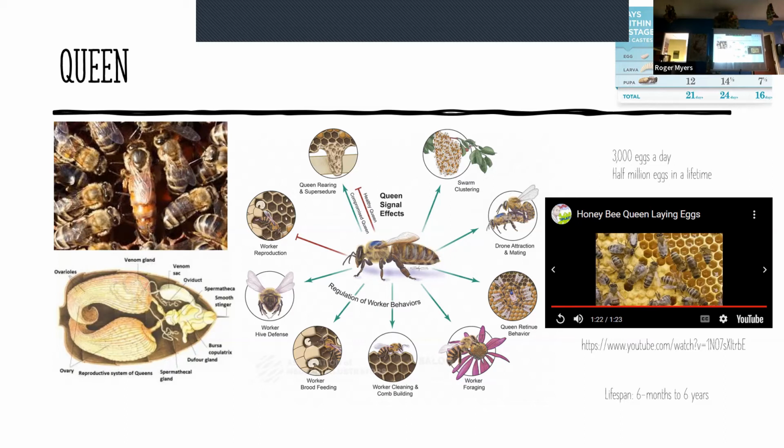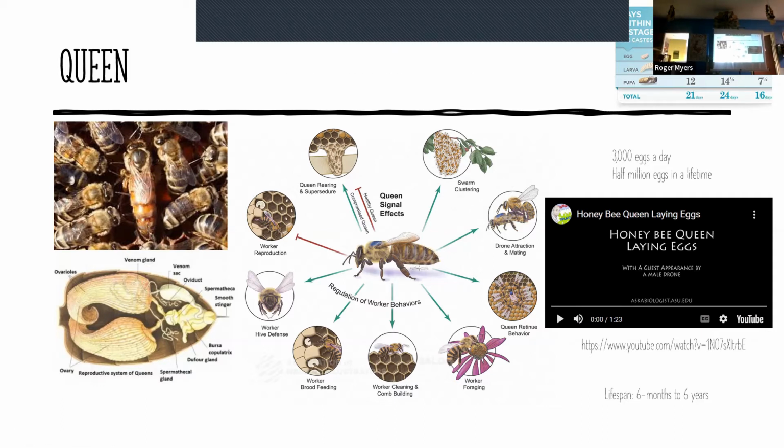She does have a stinger, but unlike worker bees, that stinger is smooth. So she can actually sting multiple times, and she won't lose her stinger. Has anybody been stung by a queen in here? Experienced beekeepers? Yeah, she can sting, but that's primarily to sting out her competition. She's going to sting out other new queens when she emerges.